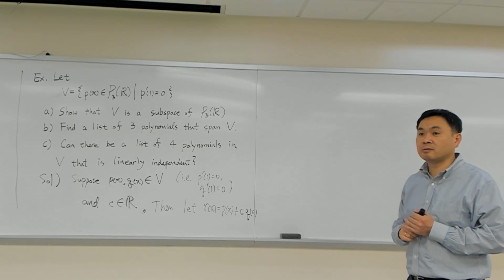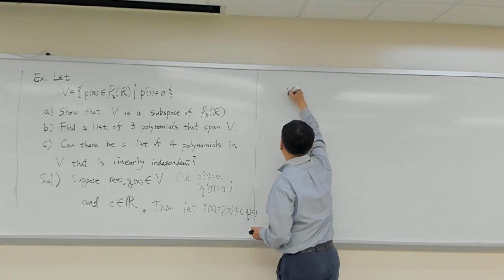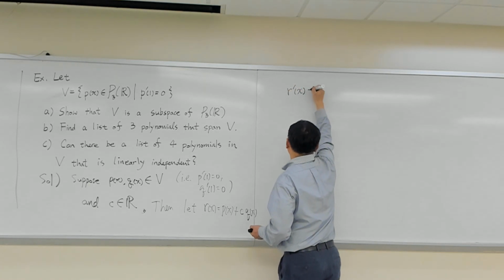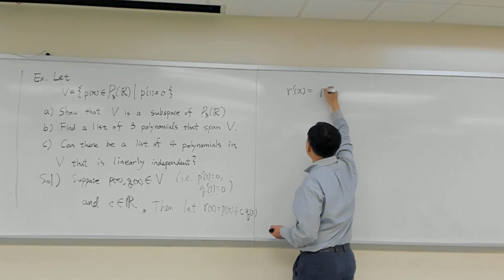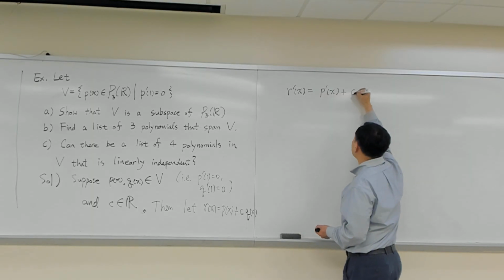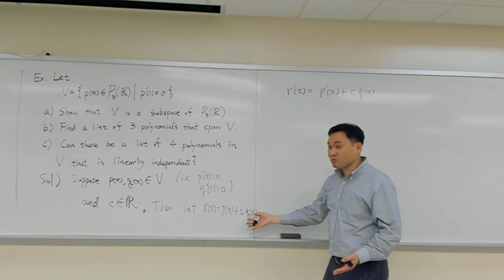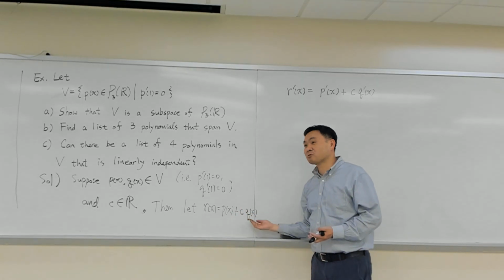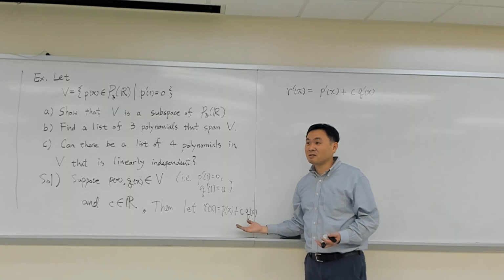So that means you have to think about what R prime of X is. So let's see what R prime of X is. R prime of X is P prime of X plus C times Q prime of X, right? That's like if you're given a question like that in calculus, you would do exactly that, right? So you do that.